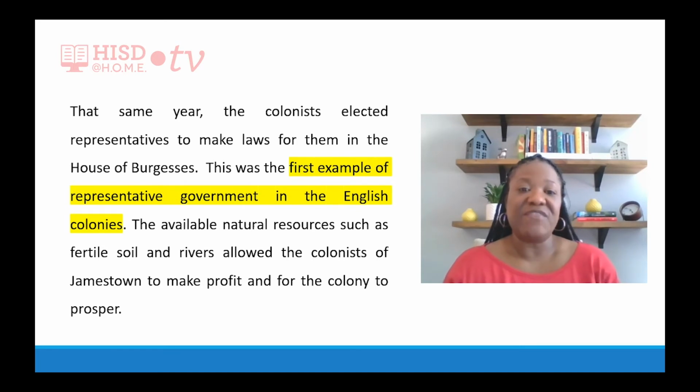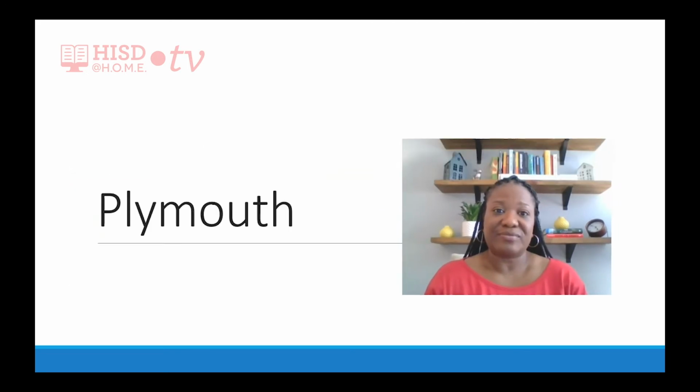The available natural resources such as fertile soil and rivers allowed the colonists of Jamestown to make a profit and for the colony to prosper. All right, so it looks like Jamestown was more focused on economic opportunities and wealth. Let's take a look at Plymouth and let's see what the people who settled in Plymouth were looking for.